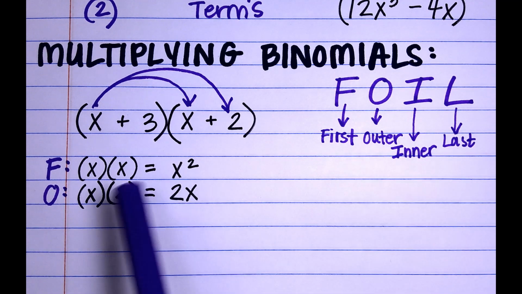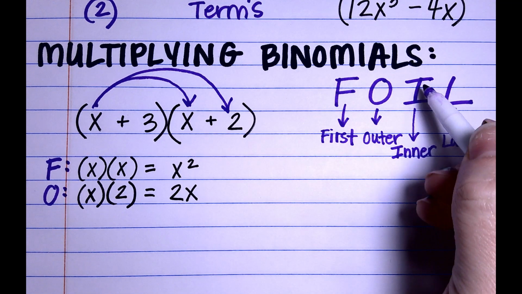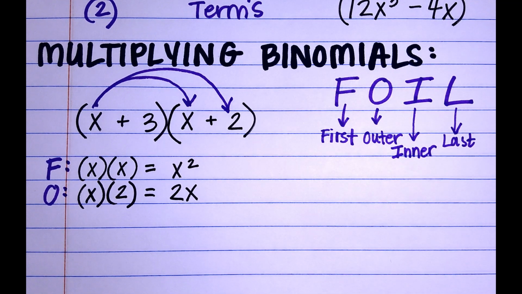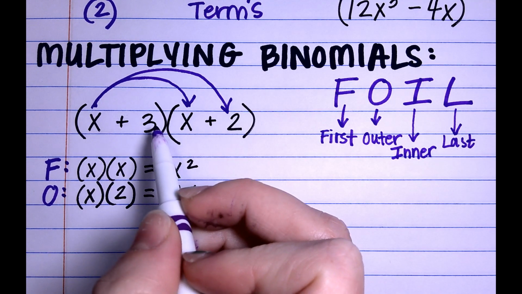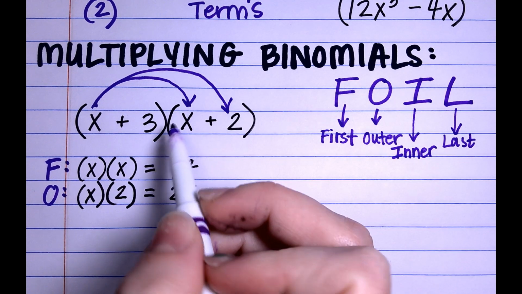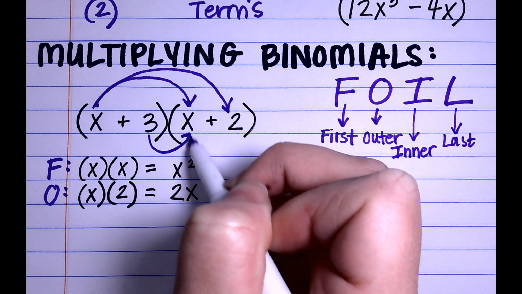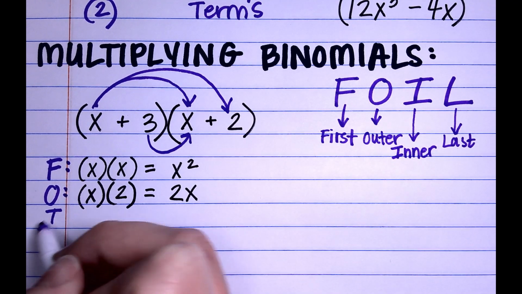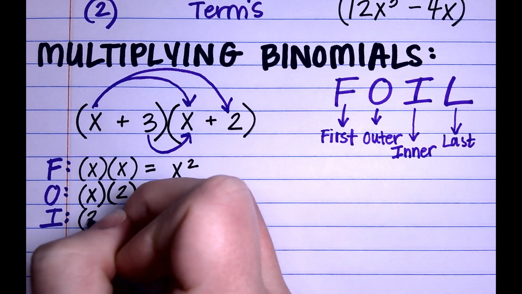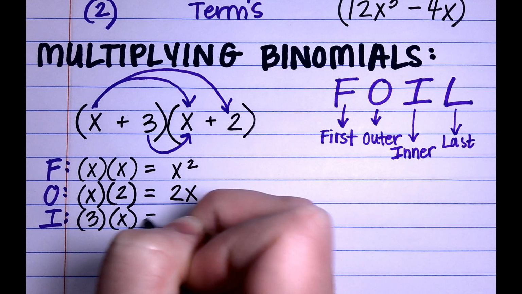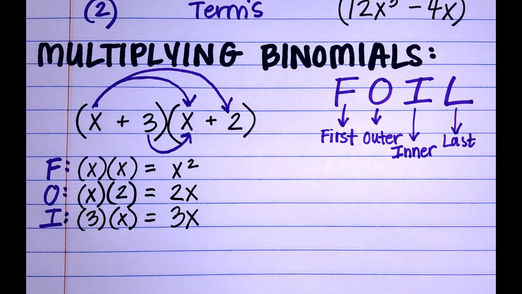So now we've done the first terms, we've done the outer terms. Now we need to do the inner terms, inner. Those are going to be the 2 terms in the middle, 3 and x. So now I'm going to take an arrow from my 3 to my x. That's my inner terms. And what is 3 times x? 3x. Good. 3x.